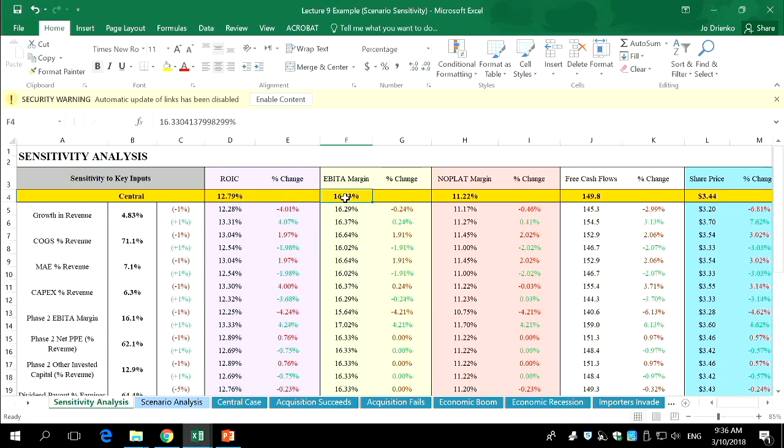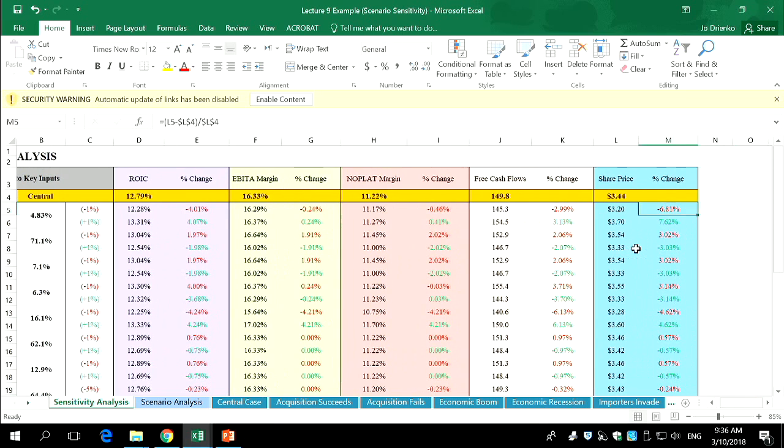What happens to the EBITDA or EBIT margin? Well, it goes from 16.33 for the 5 years to something less. Again, makes sense. Revenue growth goes down, your EBITDA margin goes down. NOPLAT margin goes from 11.22 to 11.17. Again, makes sense. Your free cash flow average for the 5 years goes from that to that. And finally, the most important one, your value per share goes from 3.44 for this company to 3.2, by just changing those 5 by 1 percentage point.